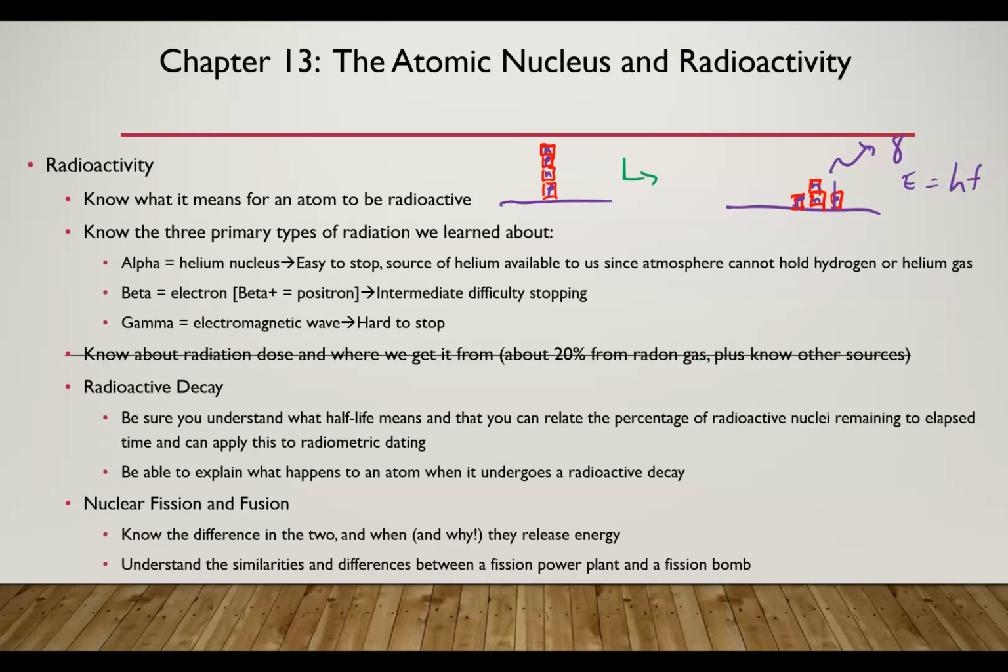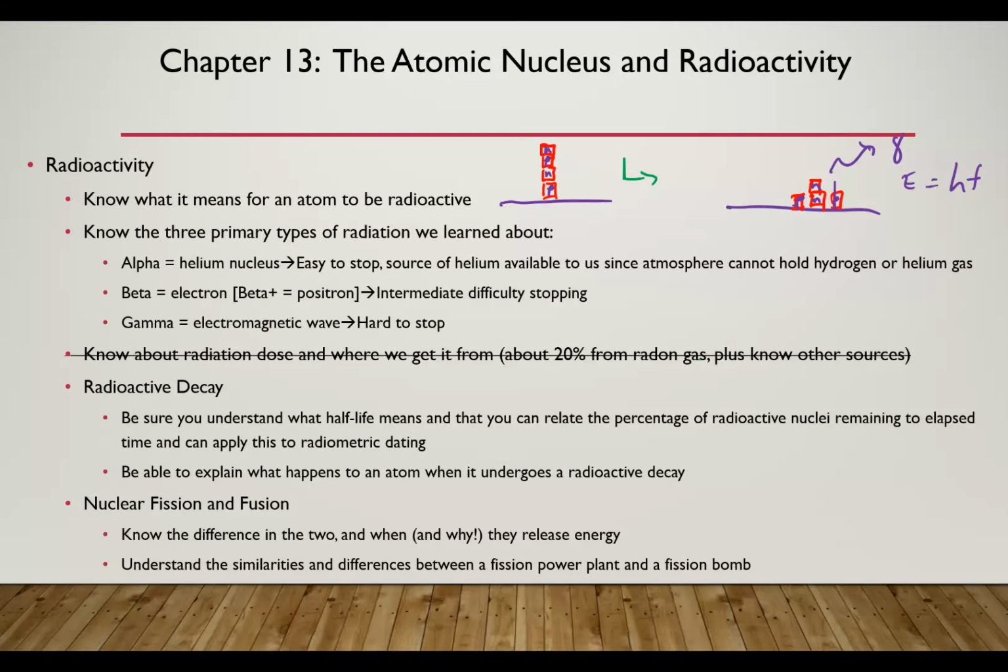So it has an energy of hf, and that's one type of radiation. That's the gamma. It's electromagnetic waves, so they're really hard to stop. The other two that we talked about, there's a lot of other types, but these are the only ones we talked about, the only ones you need to know, is an alpha emission where a helium nucleus comes out of the nucleus.